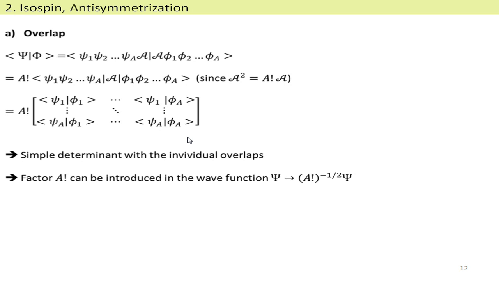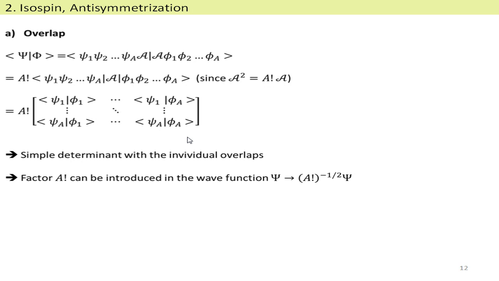So you have here different orbitals for psi, different orbitals for phi, and you simply compute the single particle overlaps. And then with the Slater determinants of that, you find what you are looking for, which is the overlap between your two Slater determinants. And there is an additional factor here, which is factorial A, but you can easily get rid of this factor simply by renormalizing the wave function.